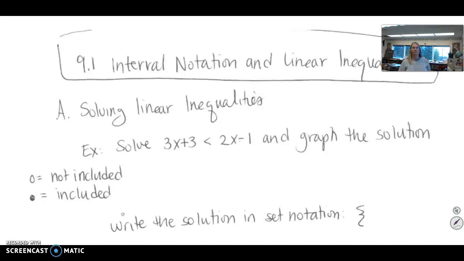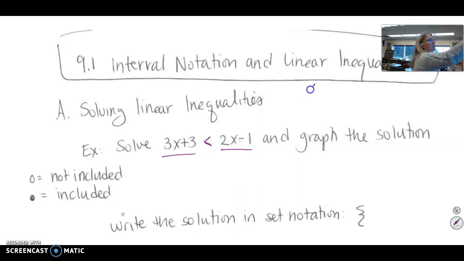Hey there. We're going to be looking at 9.1 that covers interval notation and linear inequalities in this video. So we're going to begin with solving linear inequalities. So we have an example here: 3x plus 3 is less than 2x minus 1.